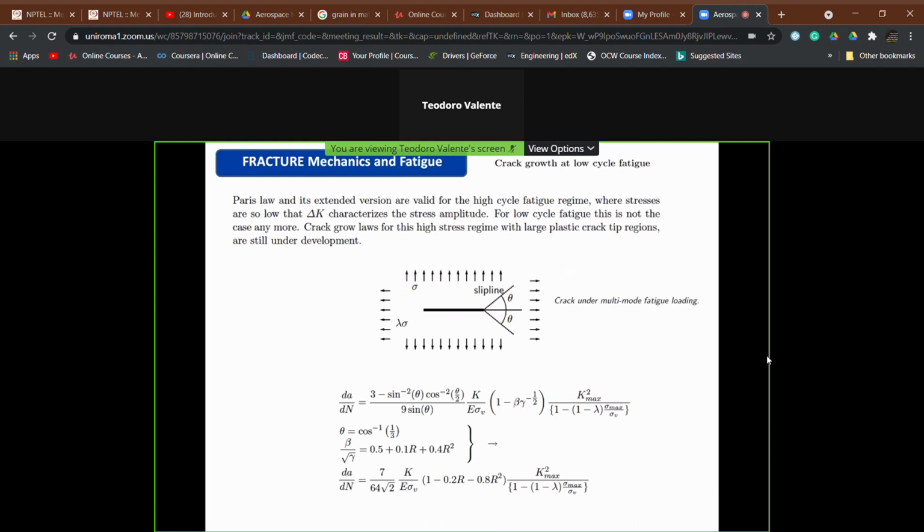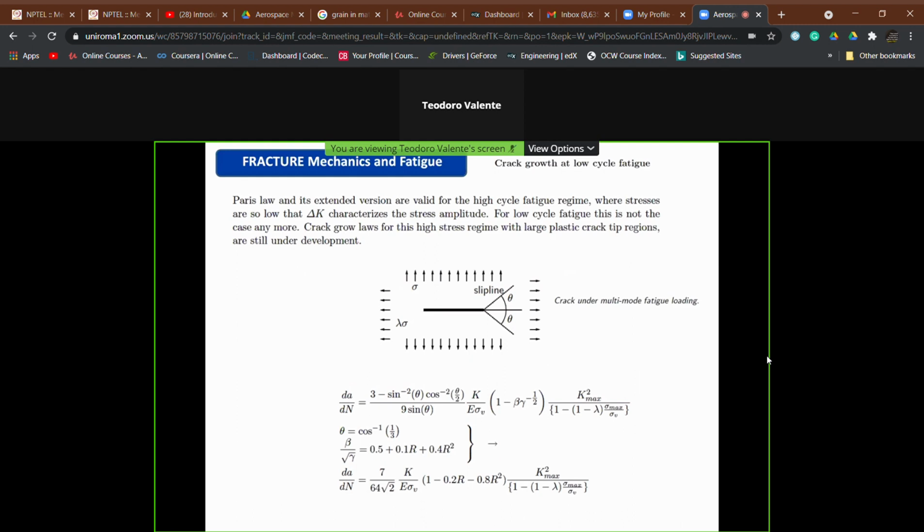And the Paris law and also the other expressions that I have shown to you can be used if this hypothesis, that is the high cycle fatigue regime, is satisfied. But we do also have low cycle fatigue, as we have defined, when the stresses are higher. And in this case, the equations cannot be used anymore. In this case, we have large plastic crack tip regions. Refined models are still under development.